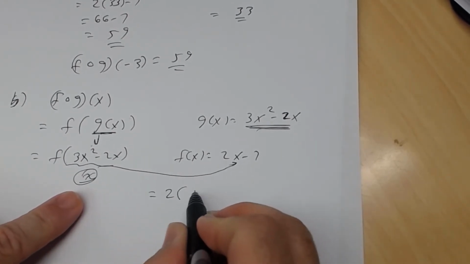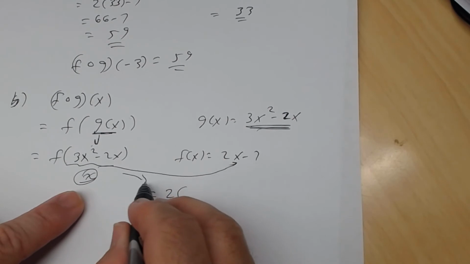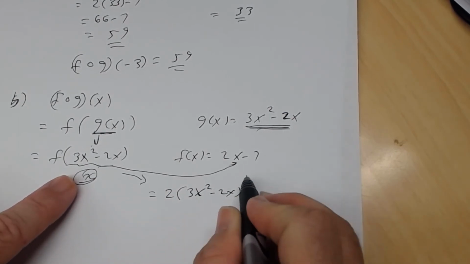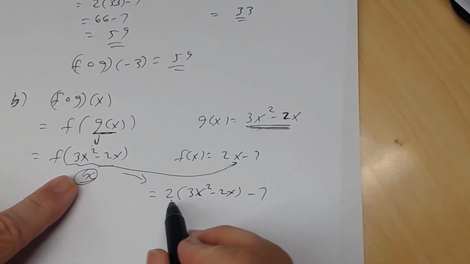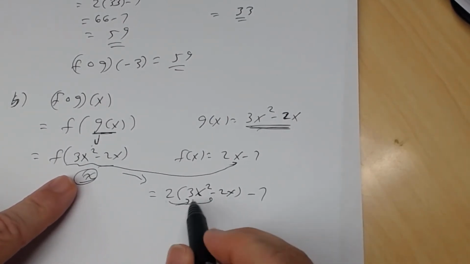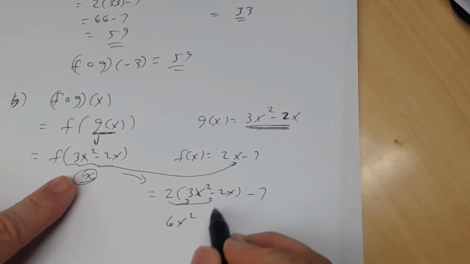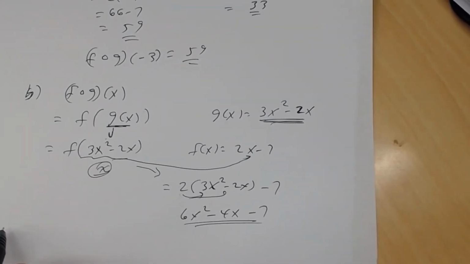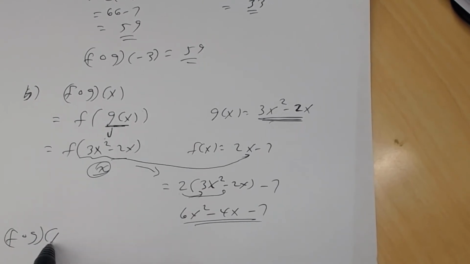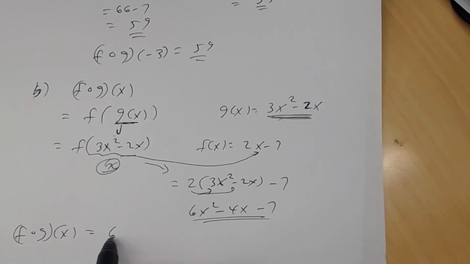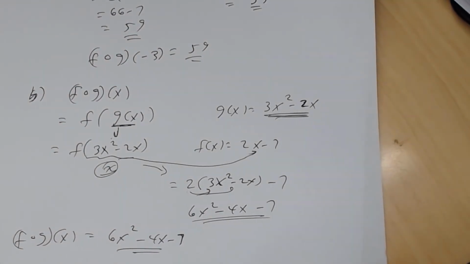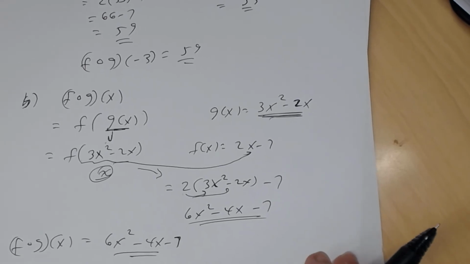So I get 2 times 3x squared minus 2x, and then minus 7. Then I distribute. 2 times 3x squared is 6x squared. 2 times negative 2x is negative 4x, minus 7. I can't combine anything, so there's your answer. f composed with g at x is equal to 6x squared minus 4x minus 7. Okay? All right, C.